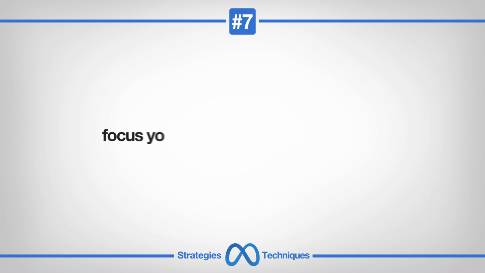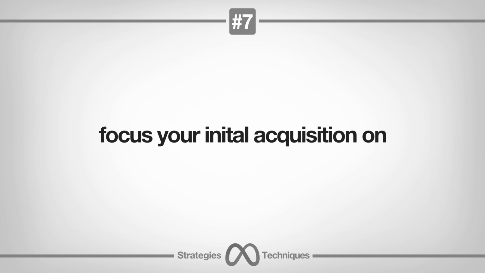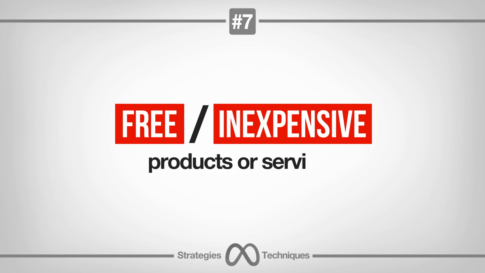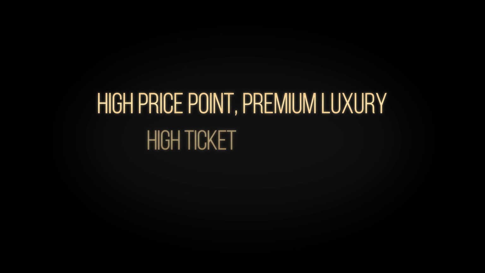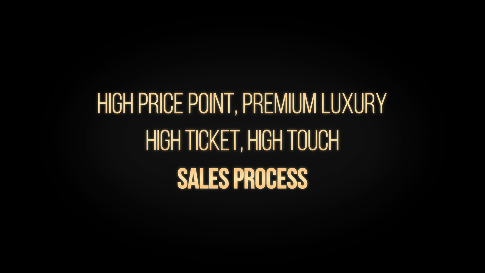Strategy number 7 is to focus your initial acquisition on free/inexpensive products or services, or go to the other end of the spectrum and go high price point, premium luxury, high ticket, high touch sales process. I think the mid-range is often the hardest, particularly to scale. It's where most of your competitors are, so it's difficult to differentiate just for starters.